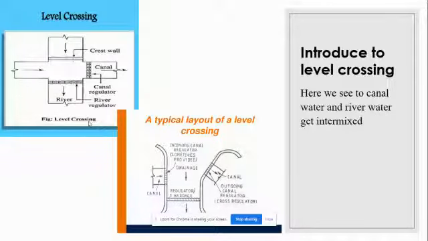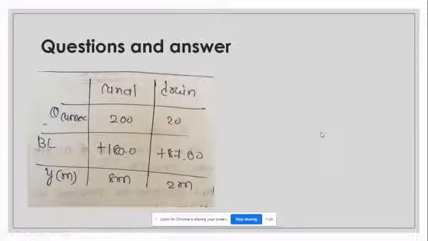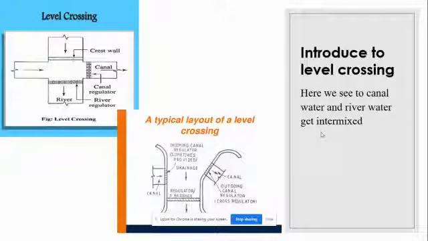See, in a level crossing, the canal and river are also mixed, but they have four head regulators. You see, one, two, three, four cross head regulators, river regulator and canal head regulator, and they don't mix up. You see this in the figure completely. And here we see canal and river water get intermixed. Okay, then you are completely able to understand this topic.